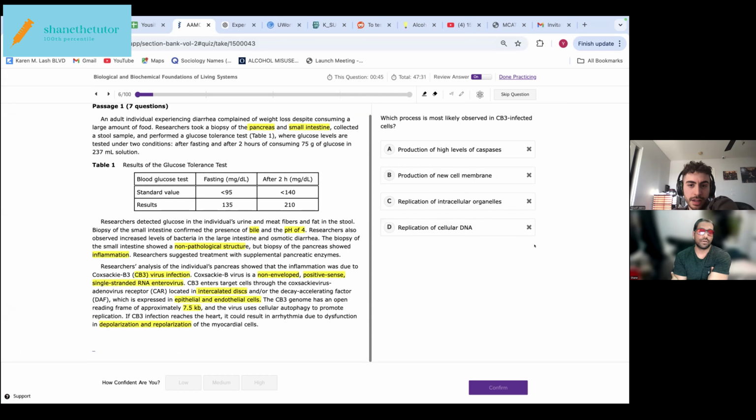Well, what are they talking about in the question stem? It says, which process is observed in CB3 infected cells? So are we talking about the CB3 virus, or are we talking about, oh, we're talking about the CB3 infection. So the cell, right? Yeah. So it says production of high levels of caspases.